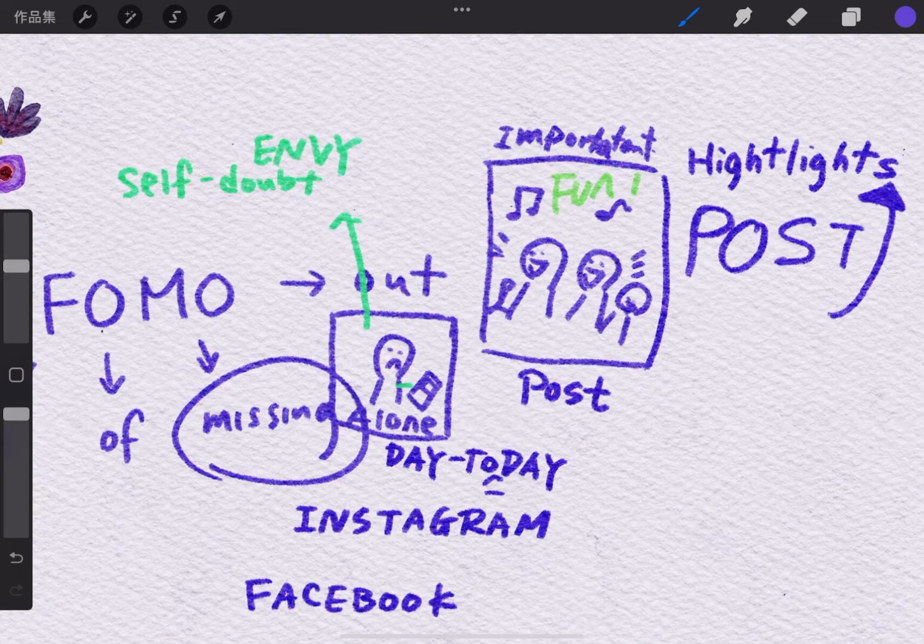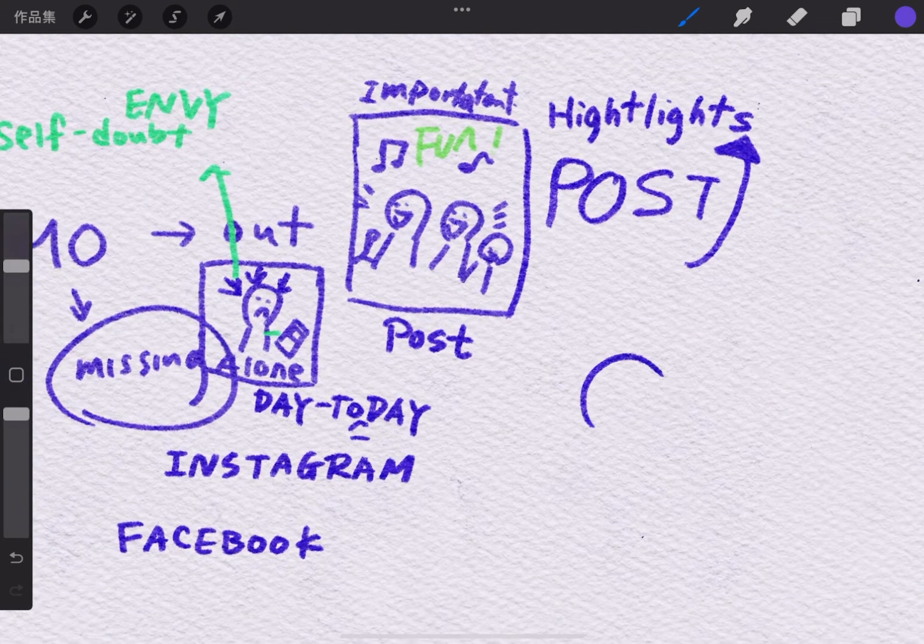So, it can apply for not just people's highlights, but it can apply to anything from like a party on a Friday night to a promotion at work. You see a colleague getting promoted, or you see our childhood friends getting a promotion, and you then look at your life, and you're like, oh my god, what am I doing with mine?